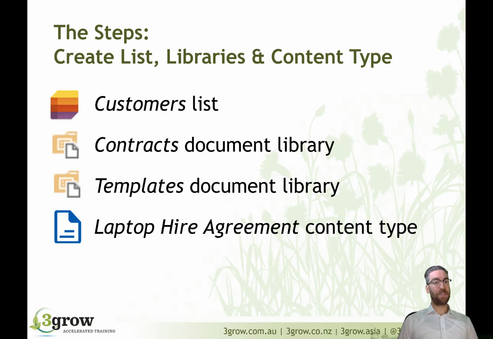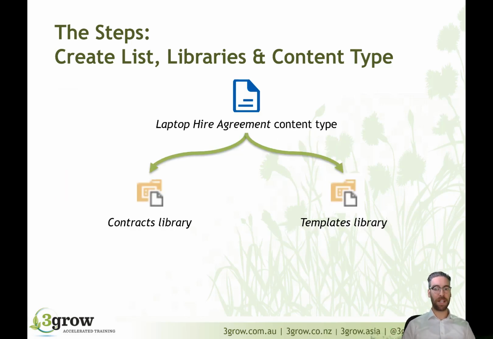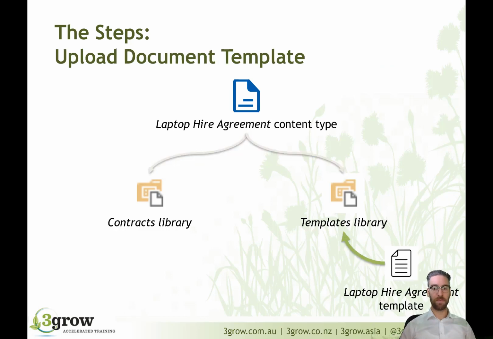So the steps. First of all, we need to create and then of course populate the customers list. We'll then create the contracts document library and the templates library, and we'll then produce the laptop hire agreement content type, which will be added to both the contracts and templates libraries. So broken down into a bit more detail, once we've got the contracts library and the templates library, we can then add the laptop hire agreement content type to each of those. Once we've done that, we can then upload the laptop hire agreement template into the templates library.